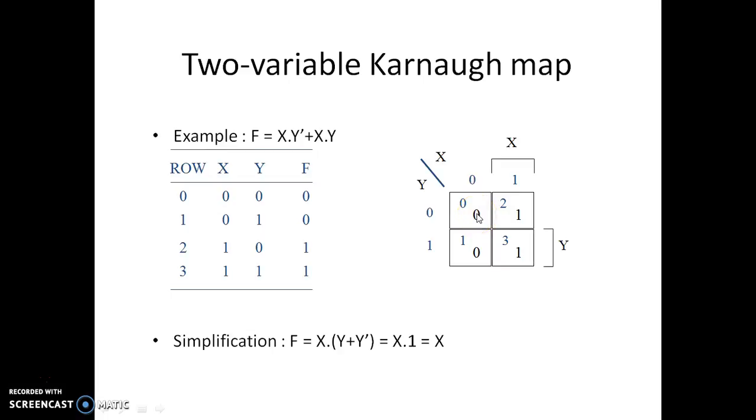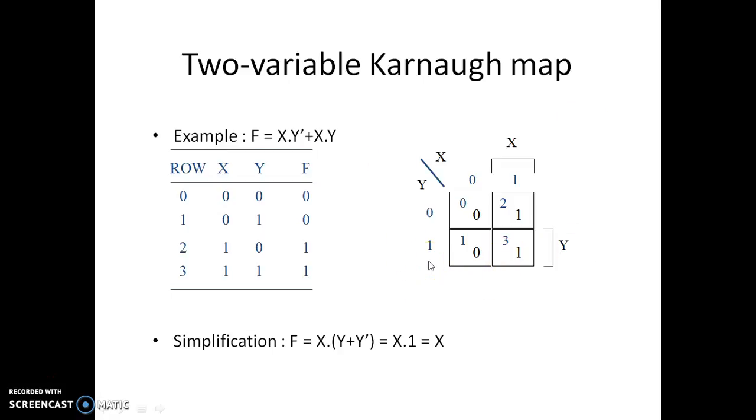So 0 is represented by 0, 0. Here is the 0th cell, 0, 0. The binary representation of 1 is 0, 1, so here it is 0, 1. This is the 1st cell. The binary representation of 2 is 1, 0, so this is the 2nd cell. The binary representation of 3 is 1, 1, so here is the 3rd cell. This is the way of representing the 2 variable K-map.